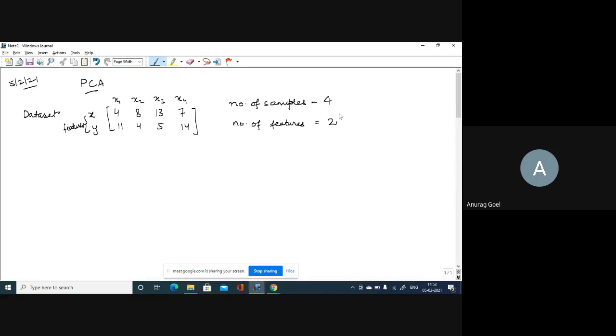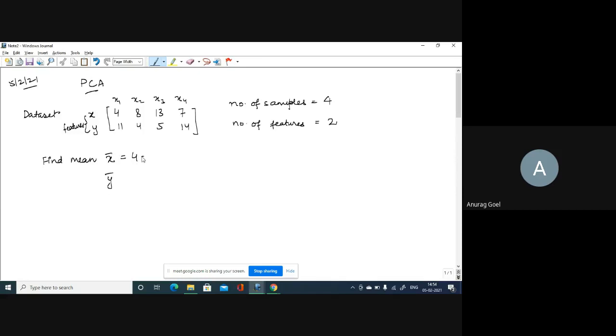First principal component means currently these data points are in 2D, two dimensions. Now we want to create a new data set which is in 1D, one dimension. For that, the first thing is we need to find the mean for each feature. So we basically find the x bar and y bar.